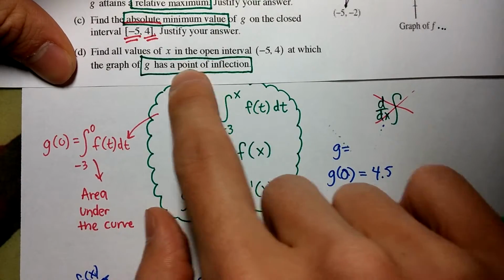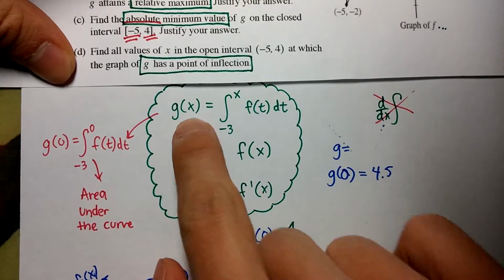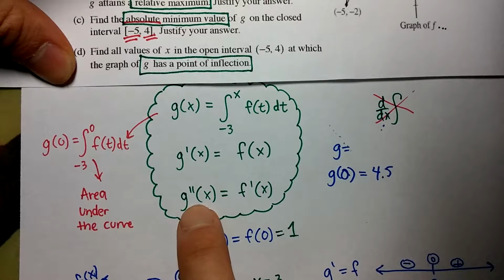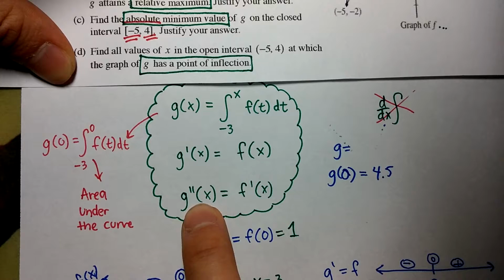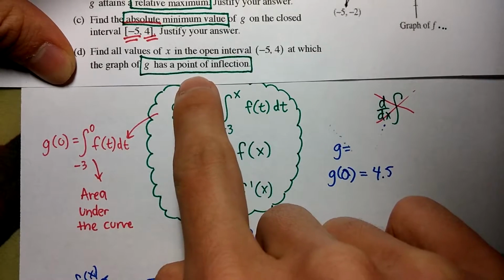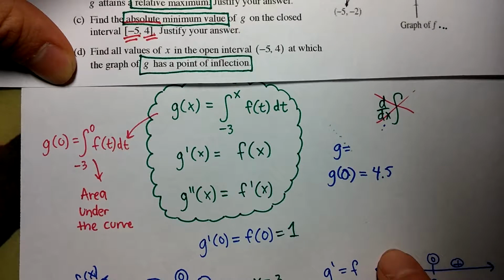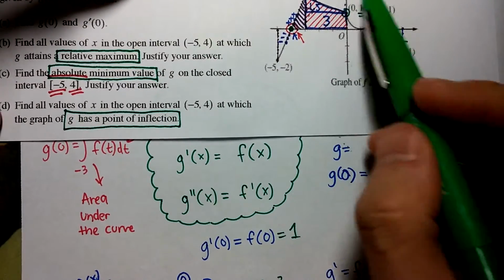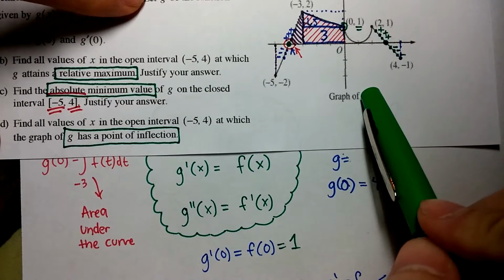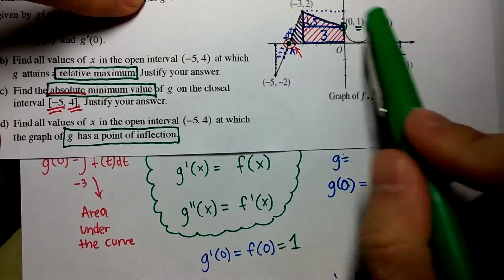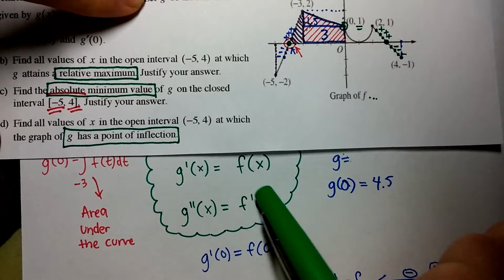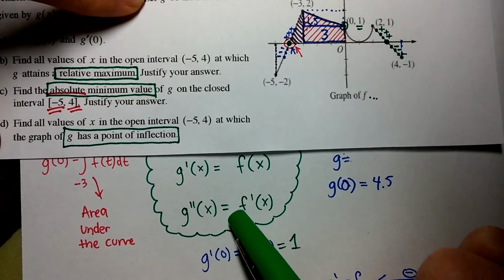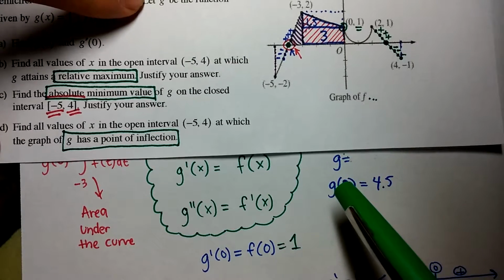If we're talking about point of inflection, are we talking about g of x, g prime of x, or g double prime of x? We are definitely talking about g double prime of x, where we're talking about concavity and changes in concavity, which represent your point of inflection. Remember, we do not have any information about g here. We only have information about f. G double prime, we said earlier, is the same thing as f prime of x.